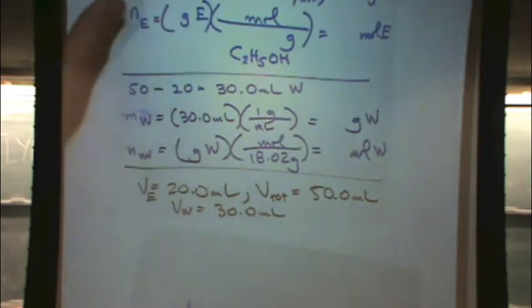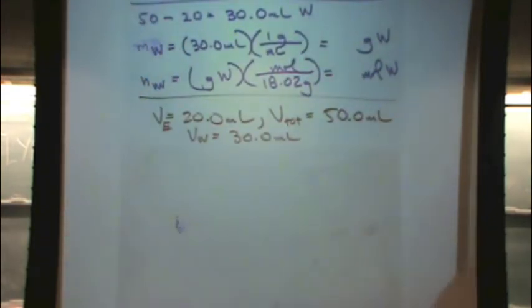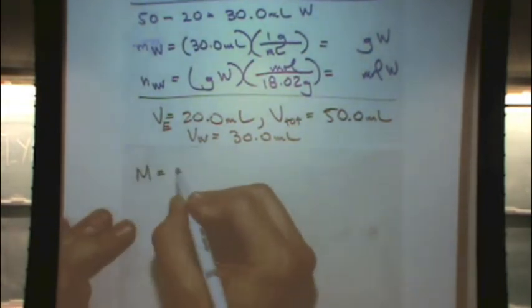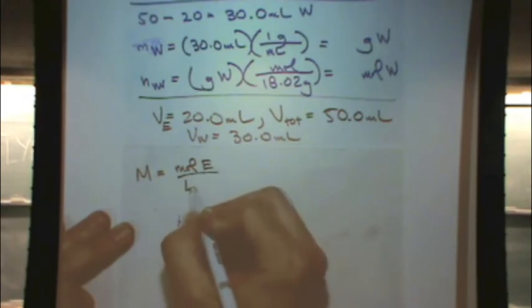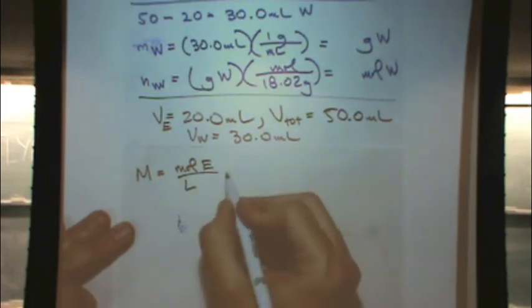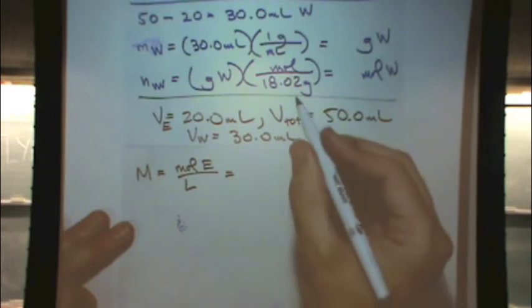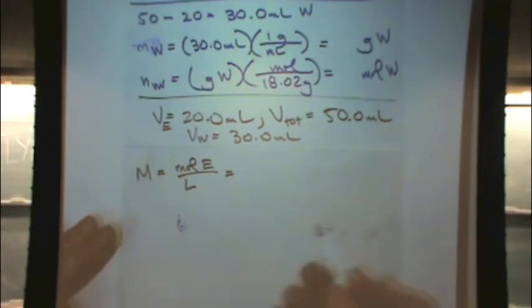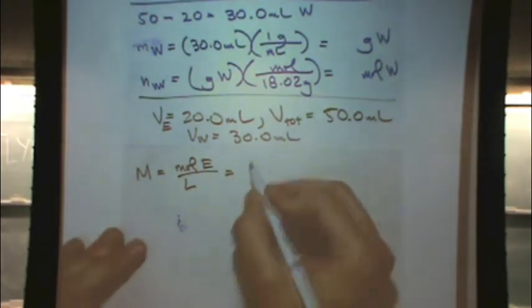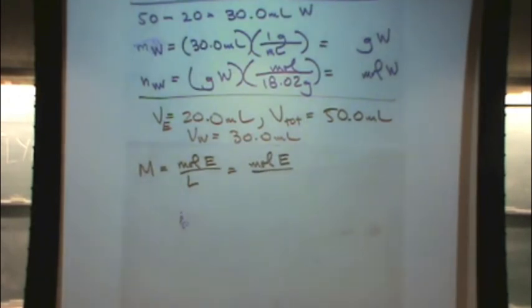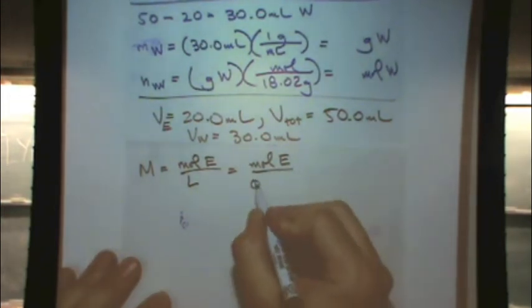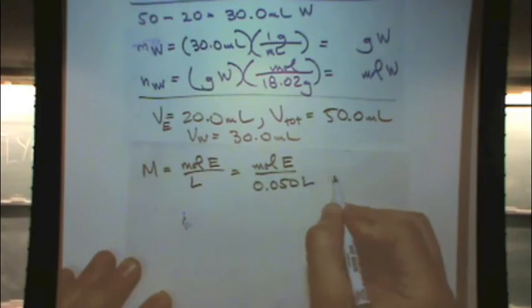All right, now let's try the problem. Okay, so in the problem, molarity is the moles of solute, that's ethanol, over the liters of solution, that's everything. The moles of ethanol was up there. I didn't calculate it. Moles of ethanol. The liters, how many liters of solution? Yeah, it's 50 milliliters, or in liters, 0.050 liters.